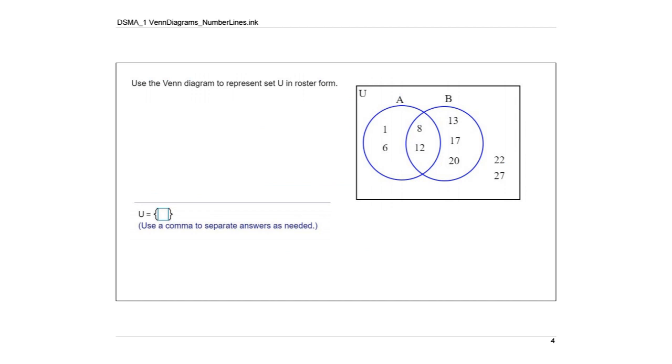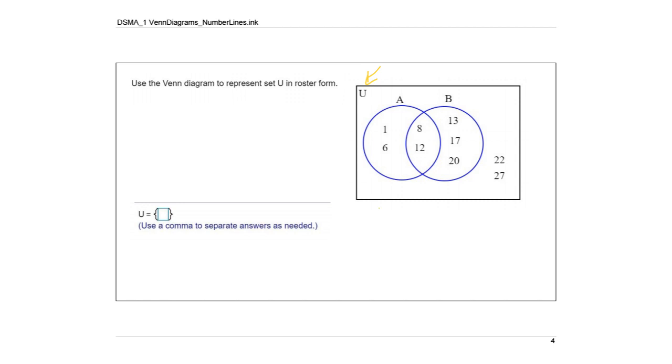Let's take a look at what we have here. We have what we call the universe. This U is the universe. It's not the union. The universe is everything that's inside the rectangle. So it's going to be everything from A, everything from B, and everything outside of those two, right? And so each of these numbers is included in one set.